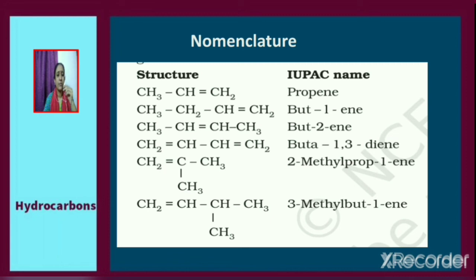Next, consider the compound with the methyl group on the second carbon of a CH2=C chain. The IUPAC name of the compound is 2-methylprop-1-ene. The methyl group is attached to the second carbon and the double bond is present at the first carbon. So the name of the compound is 2-methylprop-1-ene.